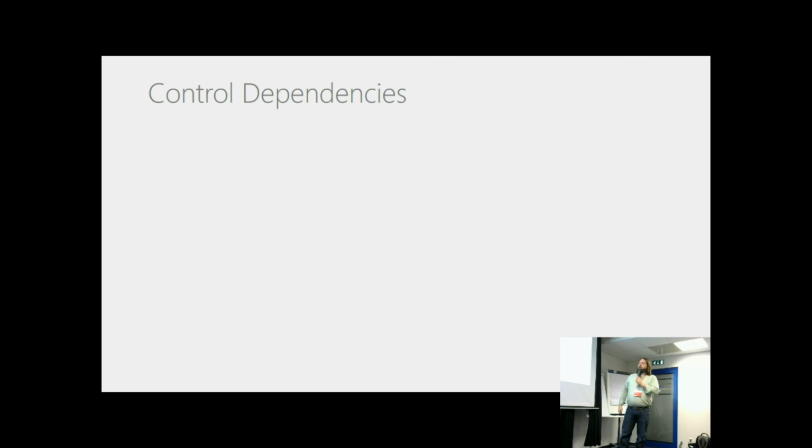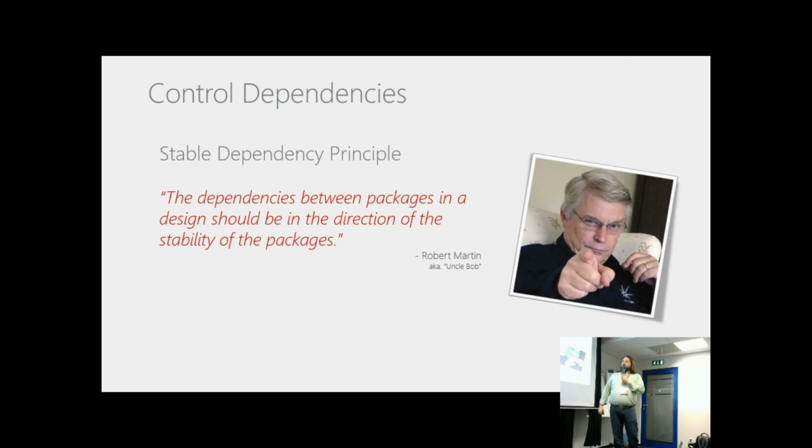So controlling dependencies, this is where we get into the first of those design principles. We talk about the stable dependency principle. This states that the dependencies between packages in a design should be in the direction of stability of those packages. So one package should never have a dependency on something that's less stable than itself. It should only have a dependency on something that's more stable than itself.